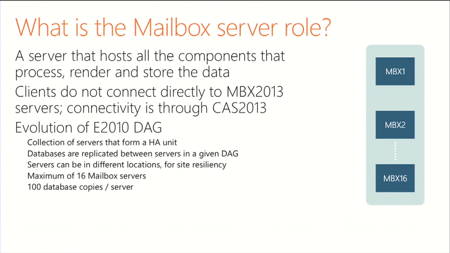The mailbox servers are still what we drive together to form a collective unit known as a database availability group to provide us that high availability and site resilient solution. The DAG is still our replication boundary in Exchange 2013, and we can still have up to 16 mailbox servers within a DAG, each mailbox server hosting 100 database copies, with the active database copies dispersed across all the mailbox servers within that DAG if need be.